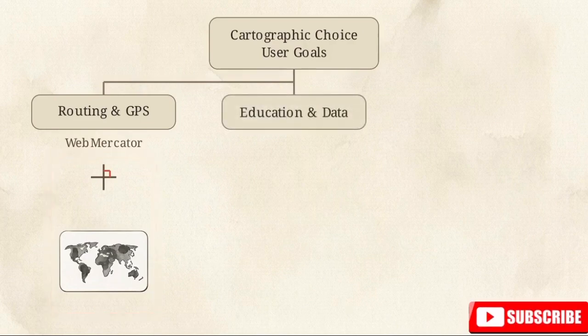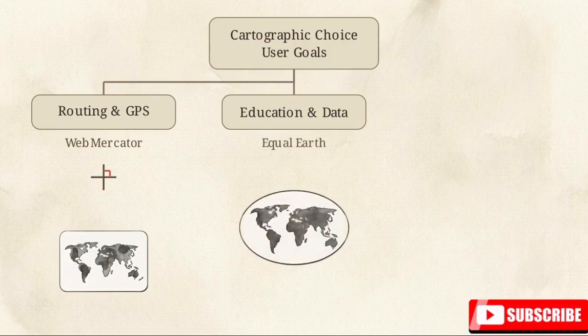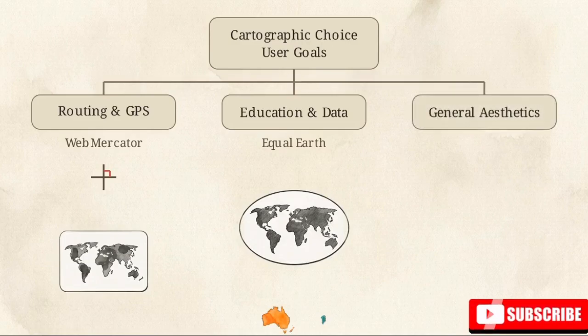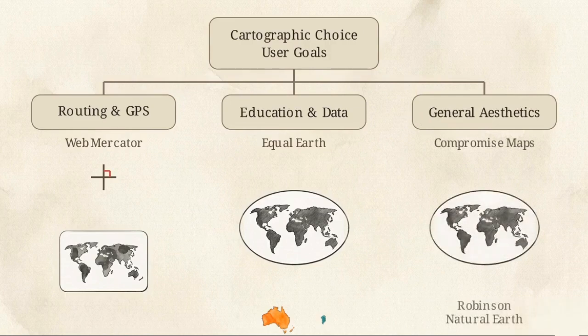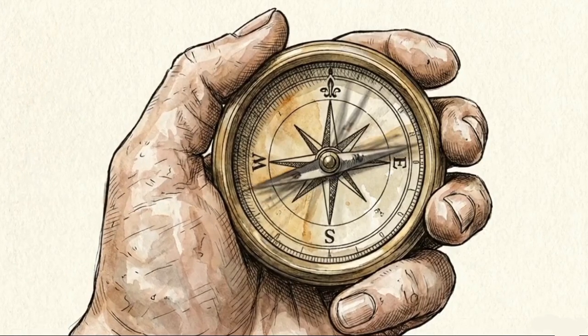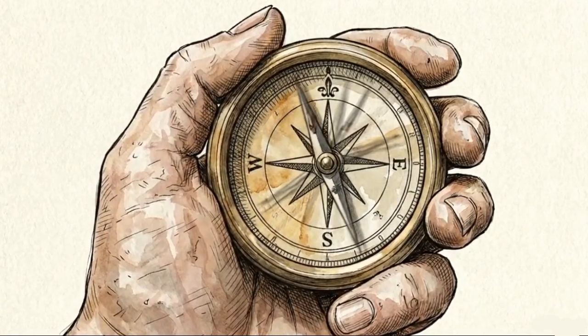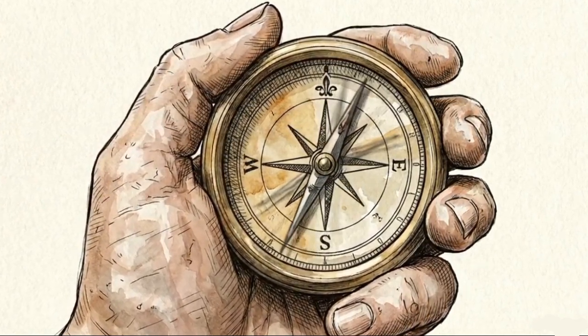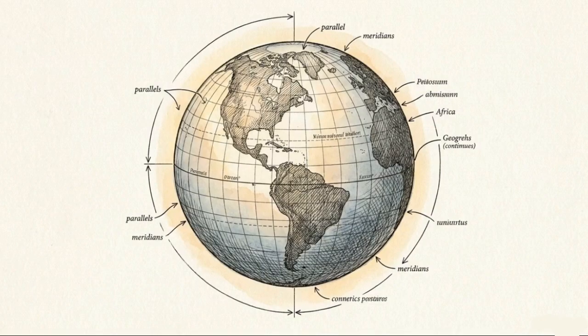On the other hand, if you are an educator teaching geopolitics or a data analyst mapping global demographics and climate trends, you must adopt Equal Earth. This ensures your data density isn't skewed by the artificially inflated size of northern countries. Finally, if you just need a general aesthetic representation of the world without strict data plotting or navigation, you can comfortably rely on a compromise map like Robinson or Natural Earth. There is no one true map. By abandoning that myth, we are empowered to use Mercator to accurately find our way, and Equal Earth to accurately understand our place in the world.